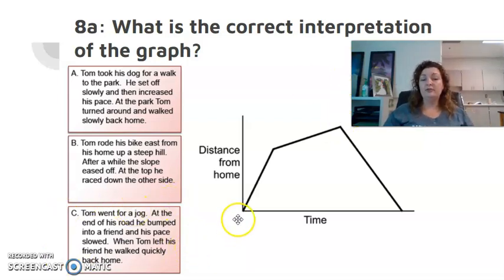Tom went for a jog, which is a quick slope, as you see. At the end of his road, he bumped into a friend and his pace slowed. So he bumped into his friend here. His pace is slowing. He's probably talking to his friend, right? When Tom left his friend, he walked quickly back home. So we see that it's a quicker motion and he's returning the way he came, right? He went out for a walk. Now he's coming back home where he started from. So he started here. He ended up here in the same distance at 0, okay?